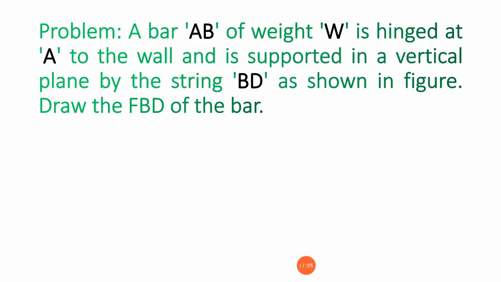So here is another problem we are going to talk about. In this case, we have taken a bar AB of weight W, which is going to be acting at its center, hinged at A. That means the bar's one end is A, the other end is B. One end A is fixed in the wall and is supported in a vertical plane by a string. So that means another point is going to be there, D. They are connected by the string from D to B, as shown in the figure. Draw the free body diagram for this part.